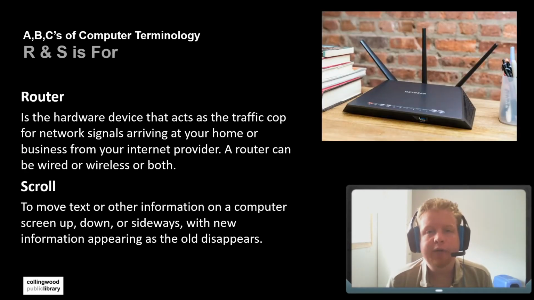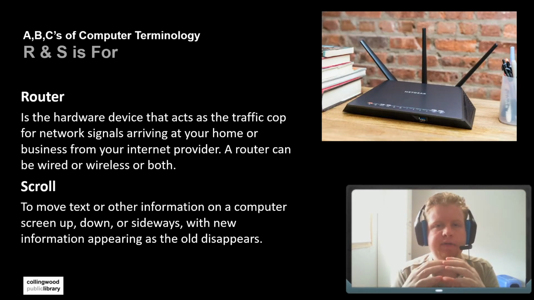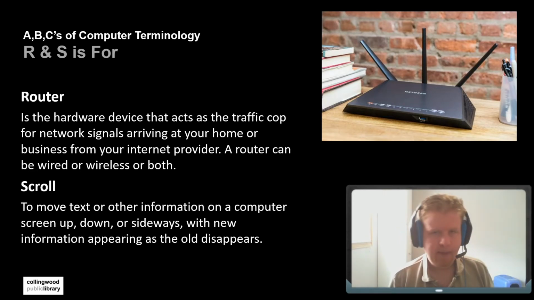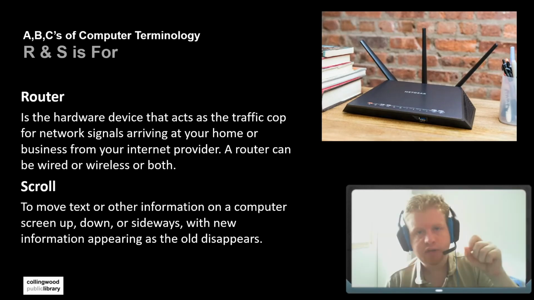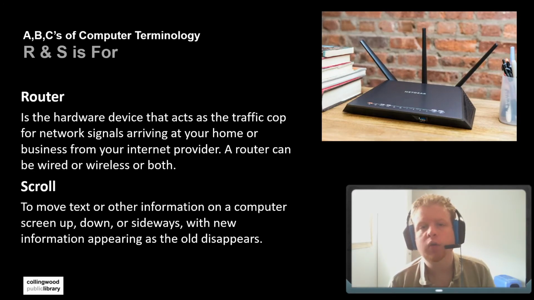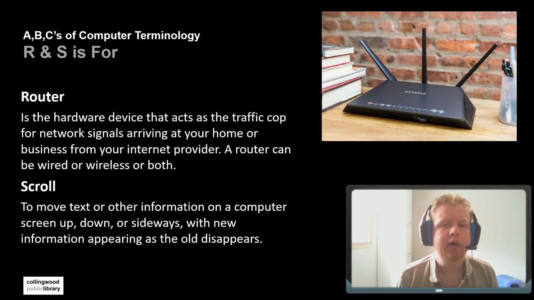So R is for router. Basically, this is a hardware device. Generally, we'll get a router from our internet provider, whether it be Rogers or Bell. When the internet signal comes into our house, the router acts like a traffic cop, takes that signal and starts redirecting it throughout the house. This can be wired, where your computer is connected directly to the internet, or wireless, where it's sending it to our portable devices like our phones or our laptops.